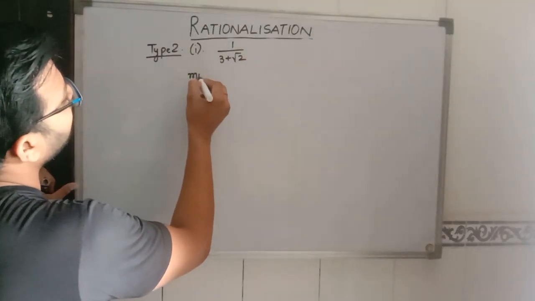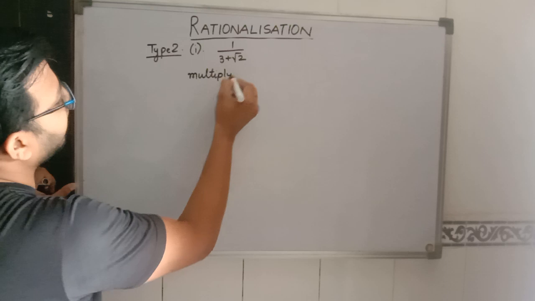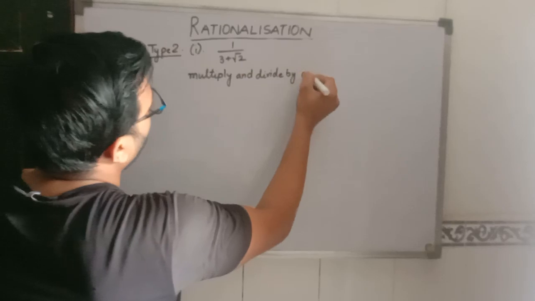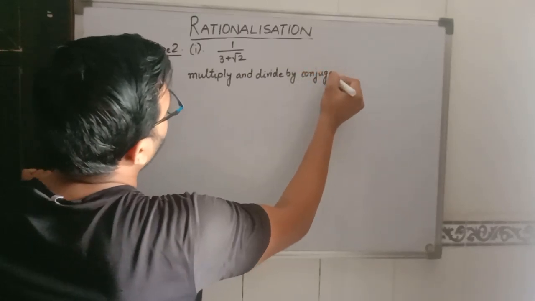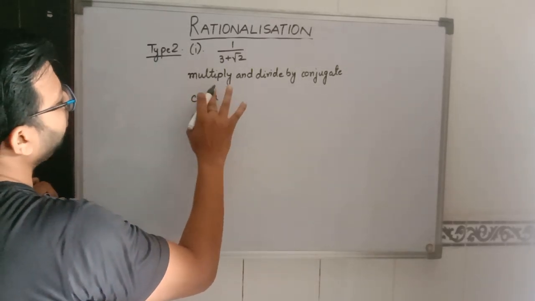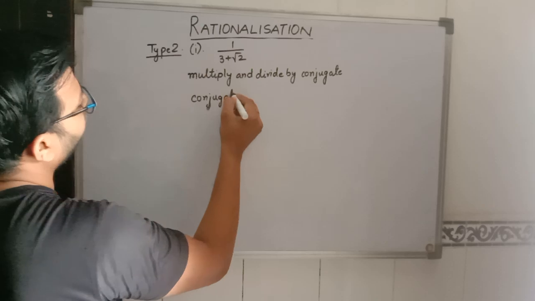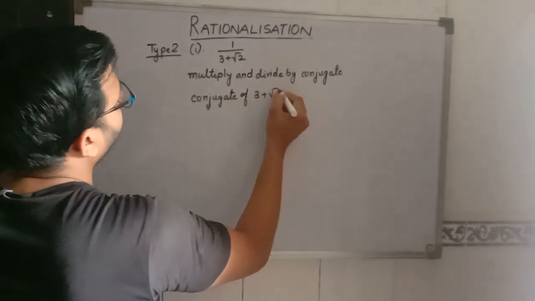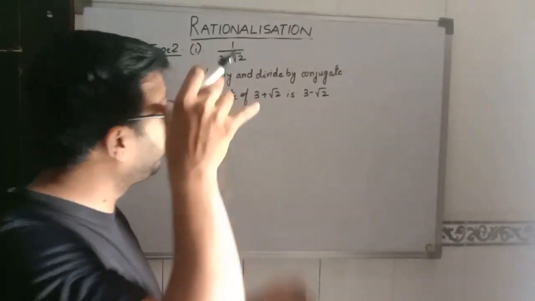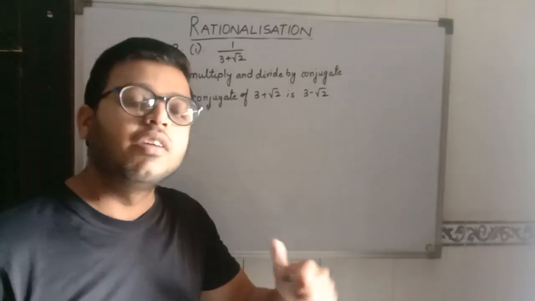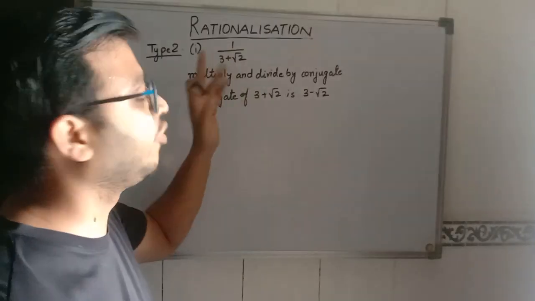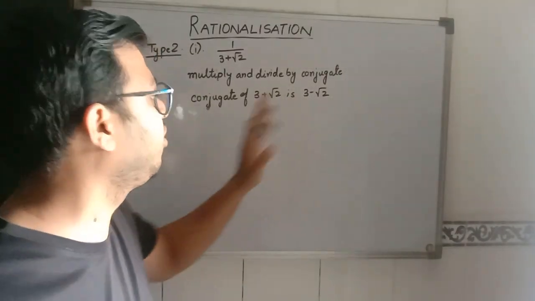Here you have to multiply and divide by the conjugate. Now what is a conjugate? I am telling you. Here the conjugate of 3 plus root 2 is 3 minus root 2. You have to make sure that the numbers are the same, only the sign between them is reversed. If minus is here, then the conjugate will be 3 plus root 2. If 3 plus root 2 is written, then the conjugate is 3 minus root 2.